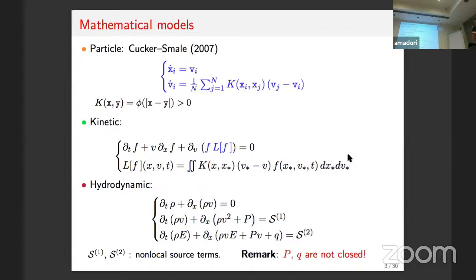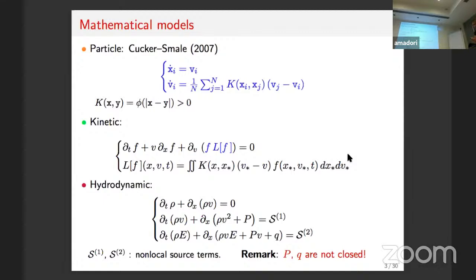A common way to resolve this problem is to assume what is called the monokinetic assumption, which was also mentioned yesterday in the talk by Simon Gottlieb. The effect is that these terms are zero. So the pressure term P is zero, and Q as well. So most of the hydrodynamic models that are commonly studied are these pressureless systems.